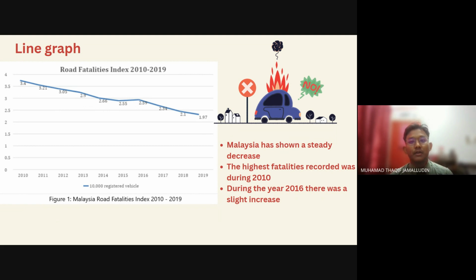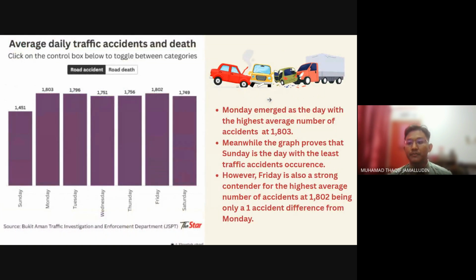The steady decrease is maybe because Malaysians have already shown awareness about road fatalities and have become more careful in driving. Also, maybe vehicle technology has increased, with automatic brakes, which can reduce the road fatalities that happen in Malaysia. So that is for the line graph, and then I'm going to pass it to Razi.